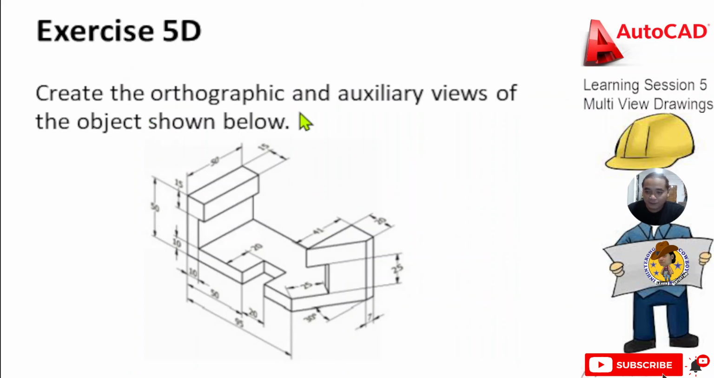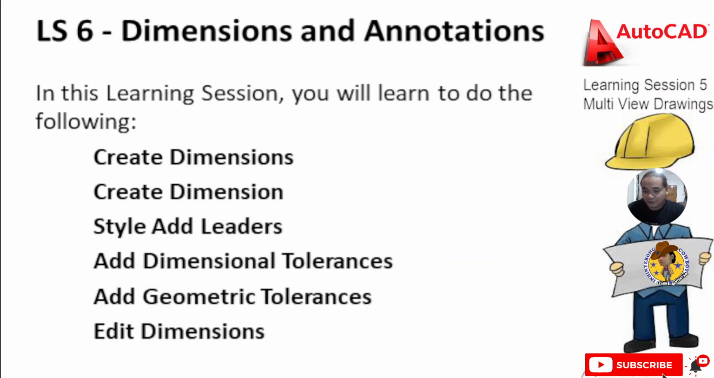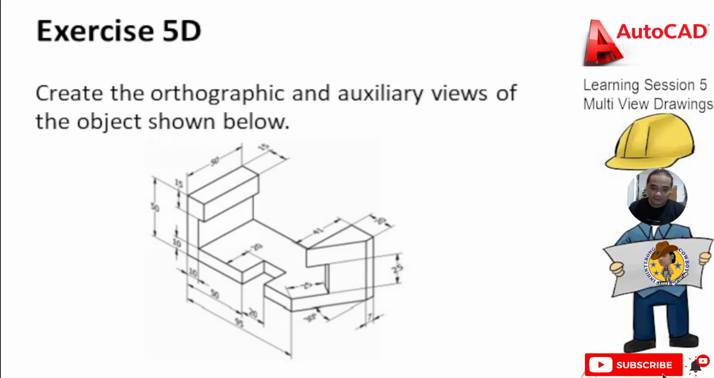Next we have exercise 5D. Create the orthographic and auxiliary views of the object shown below. For the front view, we can see this face here. Then for the top view, this one. Then the side view is this one. I think that's all. That's all the exercises that you need to do.